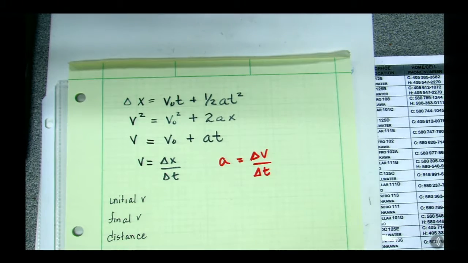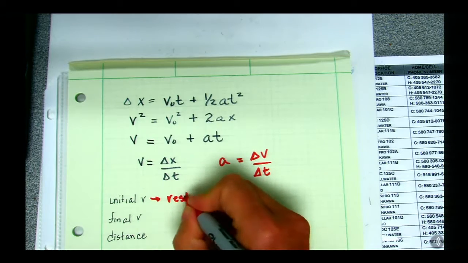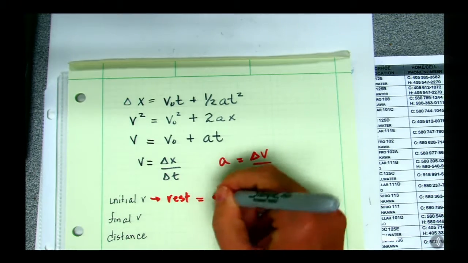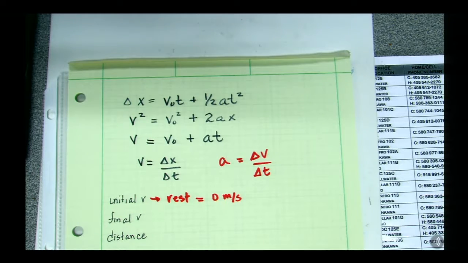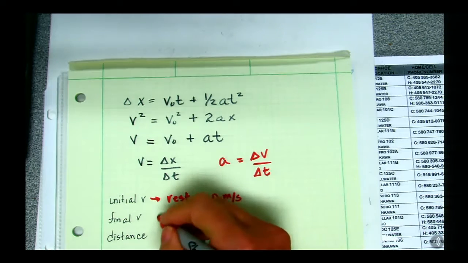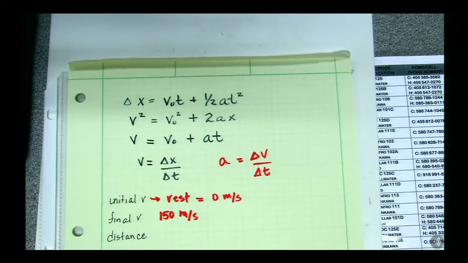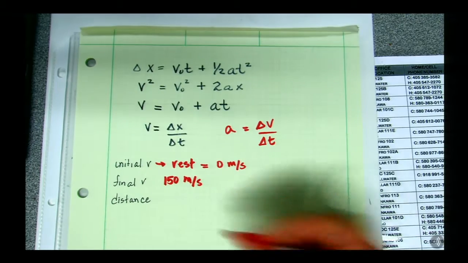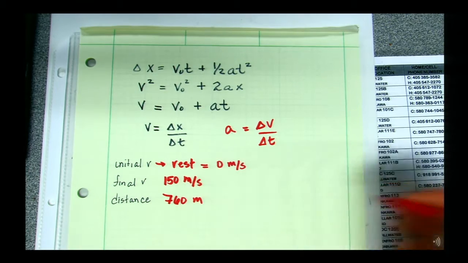In the problem, we were told that the initial velocity was at rest. So my initial velocity is going to be 0. We were told that the optimum takeoff speed was 150 meters per second. And we were told that the distance that we wanted to take off at was 760 meters. The length of the runway was irrelevant.